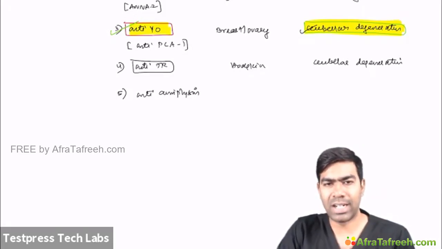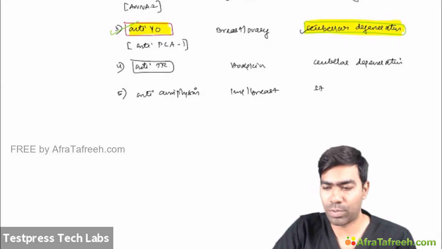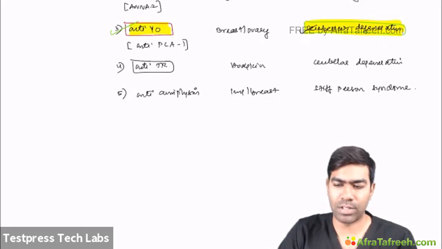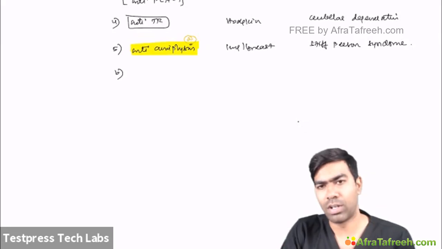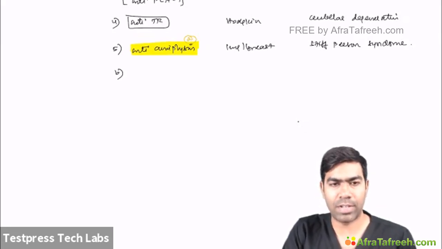Number 5, we have anti-amphiphysin antibody. Anti-amphiphysin antibody typically comes again from lung and breast cancers. This has been asked in JIPMER once. That's going to produce something called stiff person syndrome, or stiff man syndrome. This is a JIPMER question already asked. I think in 2016 or 15, I don't remember exactly, 16 I think, they asked anti-amphiphysin antibodies.